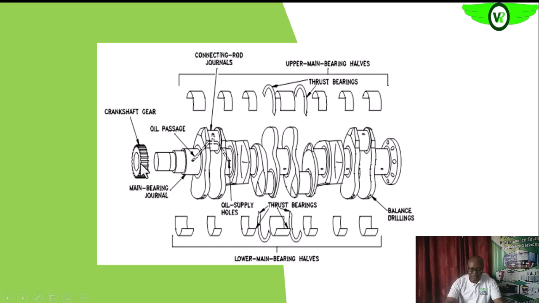Then we have the jaws at the front of the journal. Okay, so the crankshaft, as we said, converts the to and fro movement or the reciprocating movement of the piston and connecting rod, okay, into rotating mechanical energy that will be made available. This is where the flywheel will be attached to.